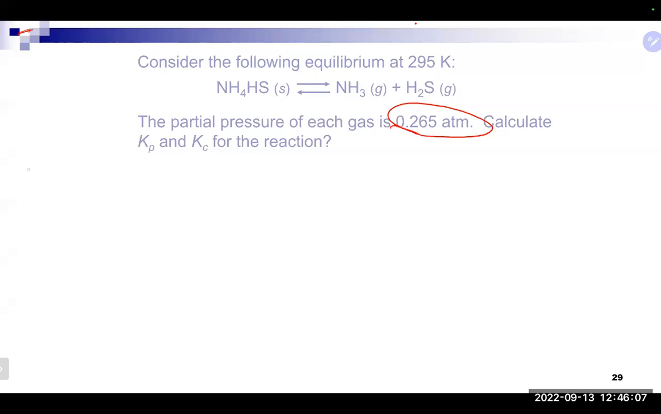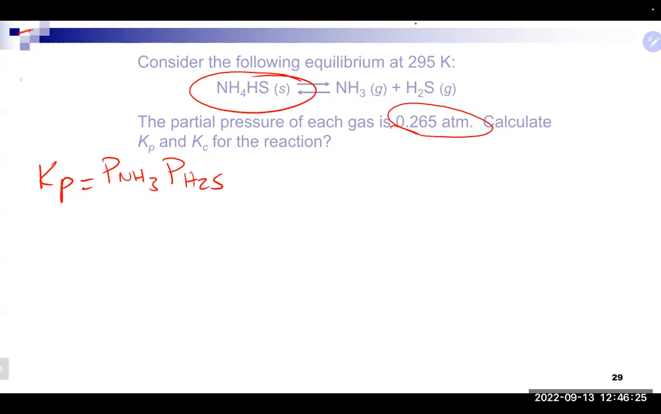We would write our Kp expression here. Partial pressure of NH3 times the partial pressure of H2S. Do I include the solid here? I do not. Again, it's a solid, so we would not include it.